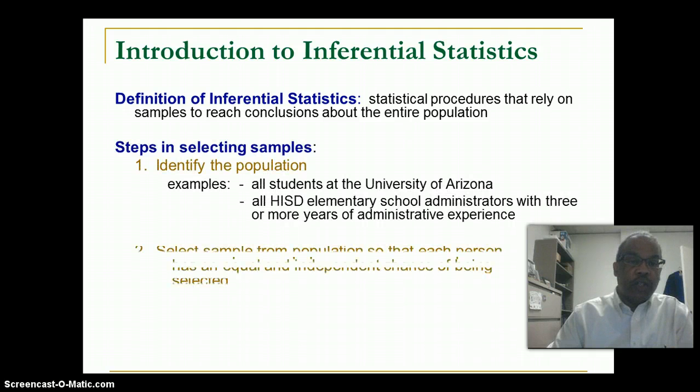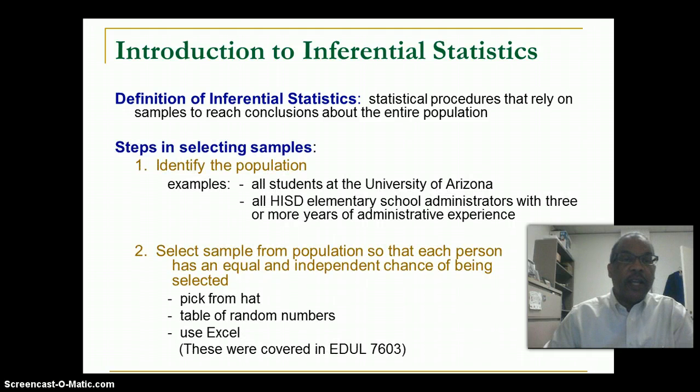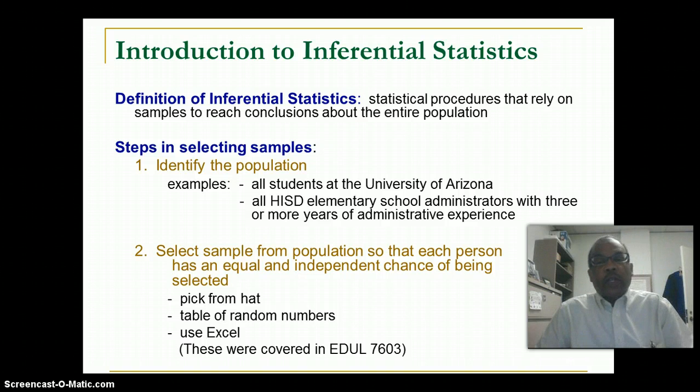Herein lies our definition, and let me show everything on this slide. Inferential statistics is any statistical procedure in which we select from a sample so that we can draw conclusions about the population. The example here is perhaps we want to know something about students at University of Arizona, or maybe it's HISD elementary school administrators. Whatever that population is, we probably won't have access to every single person.